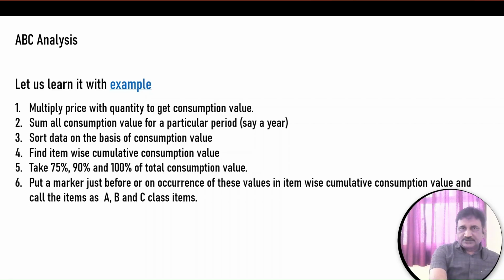Hope you understand this. Obviously, the items which contribute to the top consumption value will be lesser in number. Then the next 20% will be moderate in number, but significantly less as compared to the number of items belonging to A class. And the number of items belonging to C class will be more, but contributing very little to the consumption value, right? So this thing you will keep in mind. Thank you.